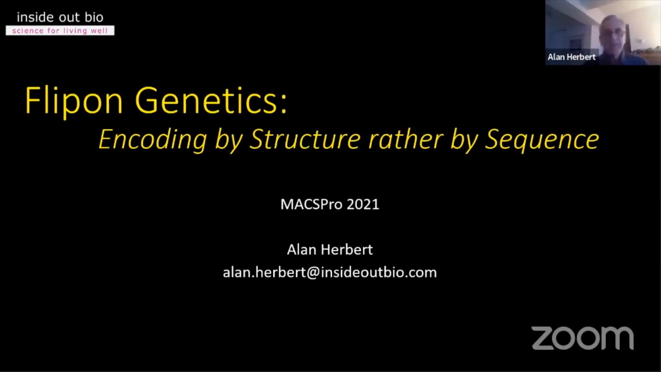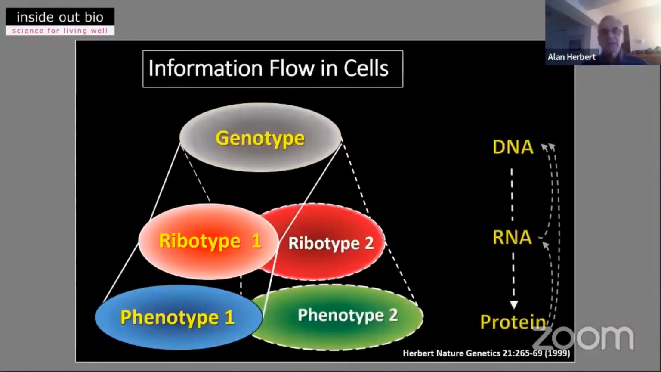So today we're going to talk about a new form of genetic encoding that we've been working on for the last few years, but now we have a lot of biological validation for. So the traditional idea of how information flows in cells is from the genotype. It gets processed into RNAs that contain codons that encode proteins that produce phenotypes.